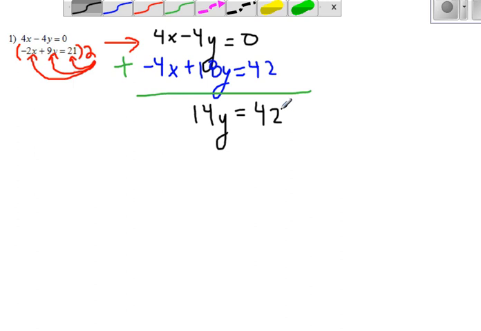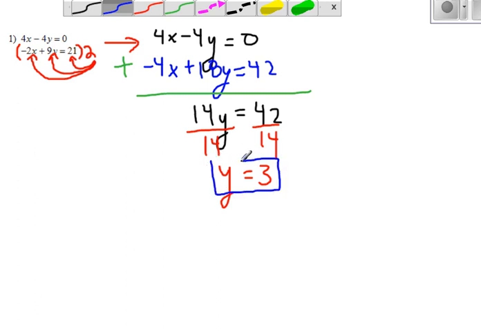How do we solve this? We just divide both sides by 14. 42 divided by 14, y is equal to 3. But that's not the whole story. We still want to go find x. What can we do with this? You can put it anywhere you see the letter y.